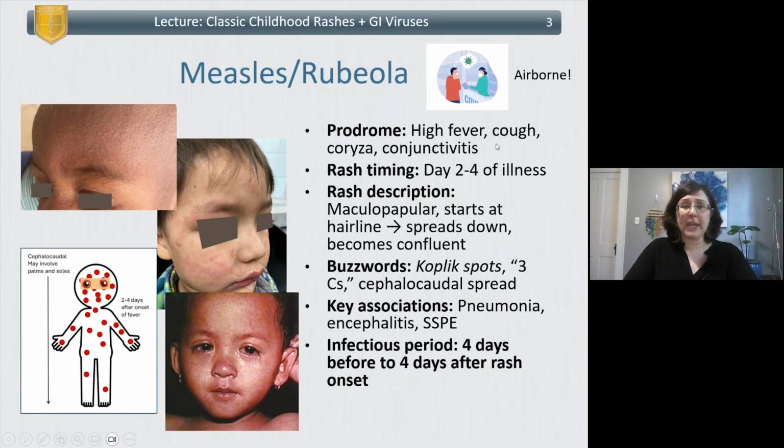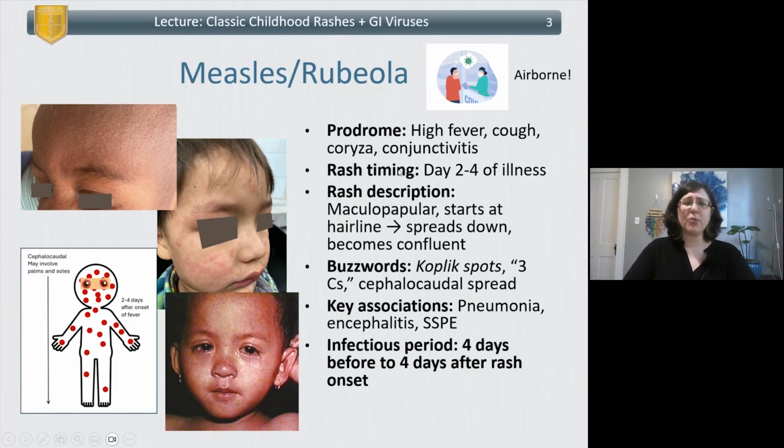The prodrome is going to be a high fever, cough, coryza, conjunctivitis. This is what's known as the 3 C's: cough, coryza, conjunctivitis. Your conjunctivitis is bilateral and usually a very watery kind of tearing conjunctivitis. The timing of the rash onset is usually around day 2 to 4 of illness. You're going to have these prodrome symptoms first, and then around day 2 to 4 of illness, you'll have the rash starting.